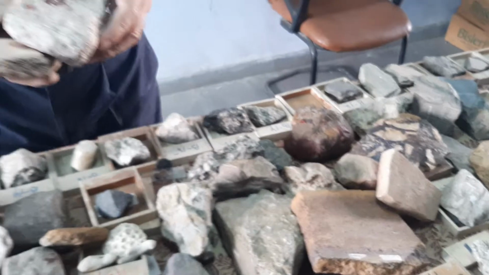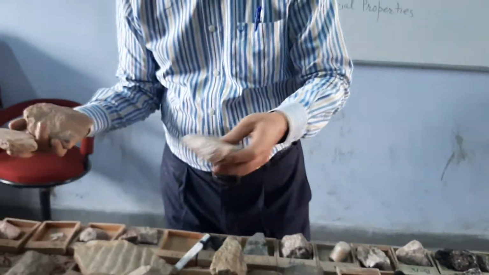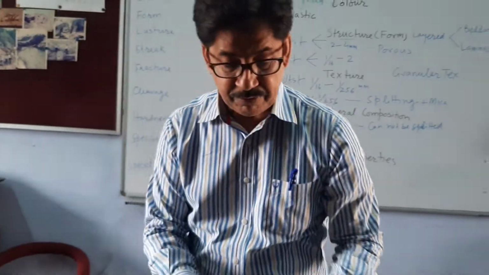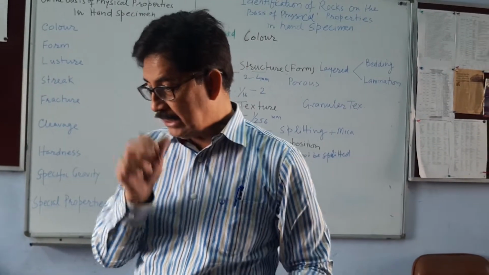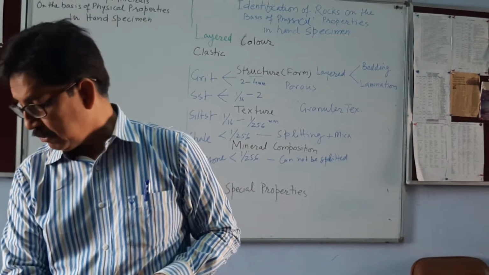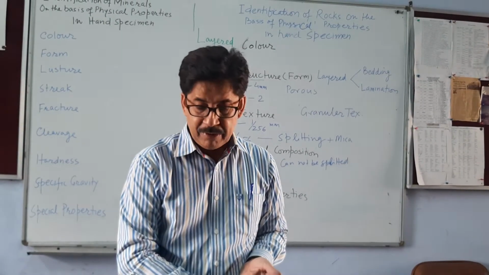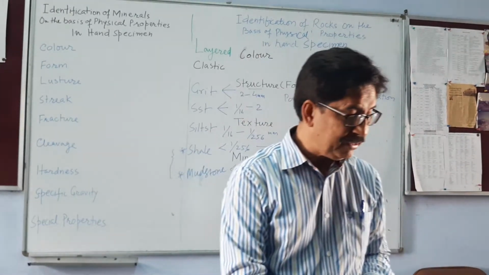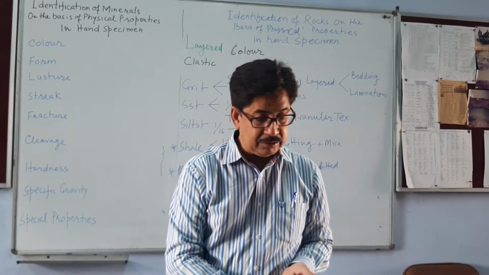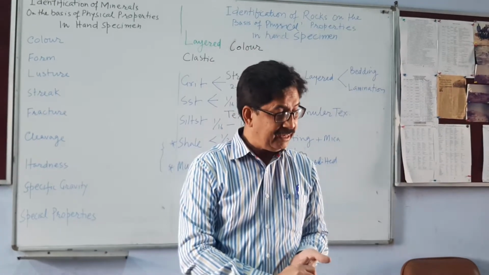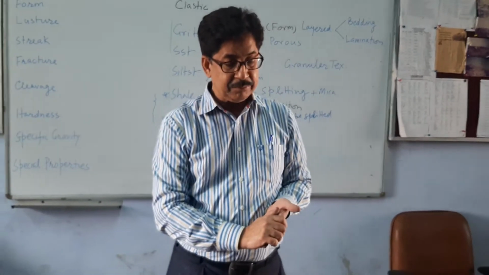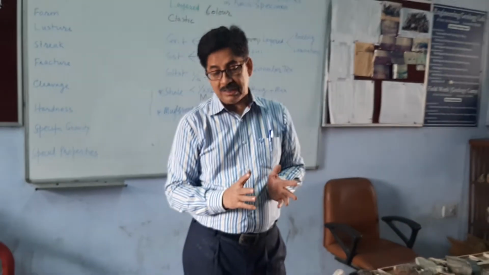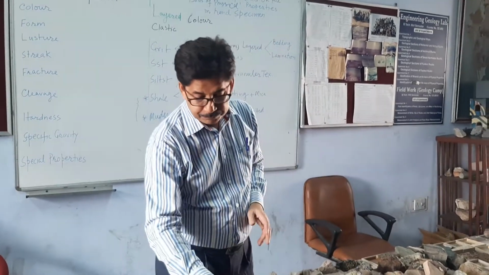So why is there a variation in color? Because the cementing materials which have cemented them are of different composition. If a sandstone is iron oxide cemented, then it will be reddish. If a sandstone is calcite cemented, it will be yellowish. If it is cemented by silica, it will be white in color. And if it is green in color, that means it has formed under cold climatic conditions.